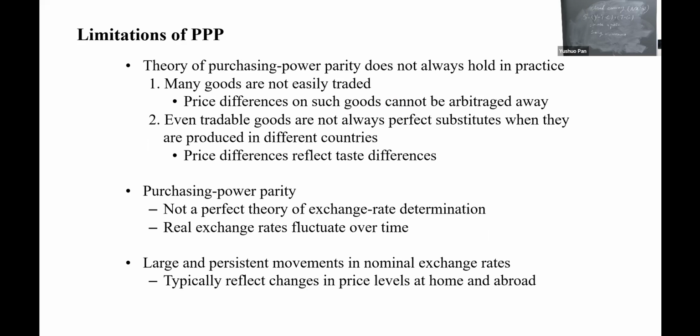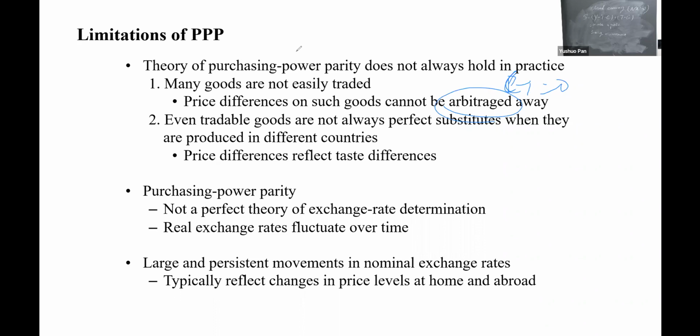However, we also have some limitations of purchasing power parity. The theory doesn't always hold in practice, because many goods are not easily traded. Price differences on such goods cannot be arbitraged away. When we talk about arbitrage, we assume the cost of transportation equals zero. But in reality, the transportation fee is not zero, which means arbitrage is not easy. That's the first reason why PPP cannot hold.